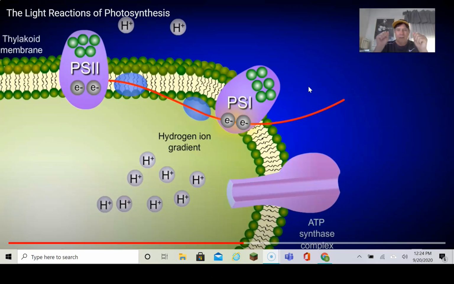So guys, that's the main thing I want you to take away from this. This process is taking place in the thylakoid membrane. This is photosystem 1. This is photosystem 2, but the process begins with photosystem 2 and moves towards photosystem 1. And this part here adds phosphate to ADP to make ATP. This part here turns NADP into NADPH.